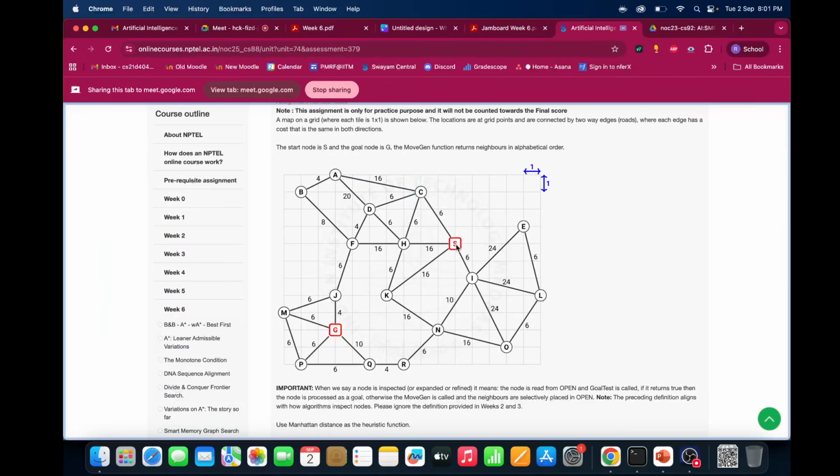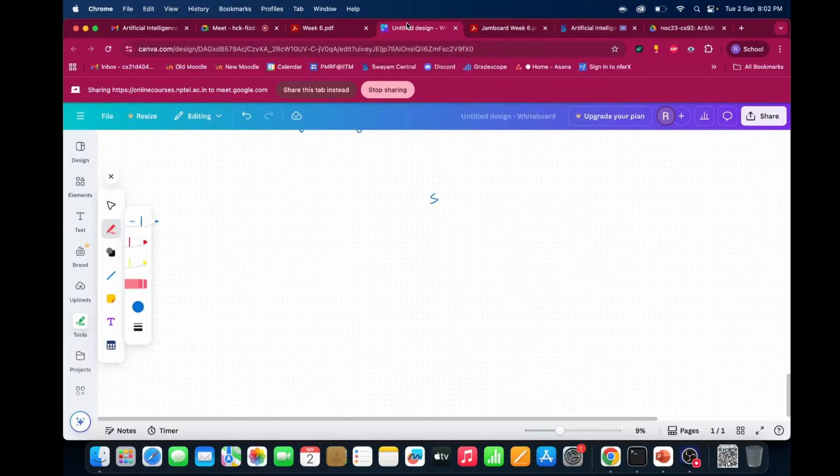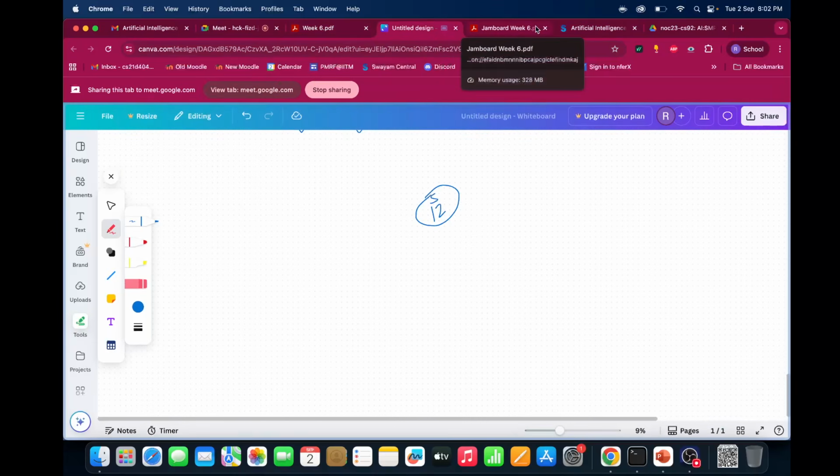So it's 1, 2, 3, 4, 5, 6, 7, 8, 9, 10, 11, 12, right? And it's a 1 by 1 grid, so 12 will be the cost. So S with 12, this is expanded, and what are the possibilities over here?